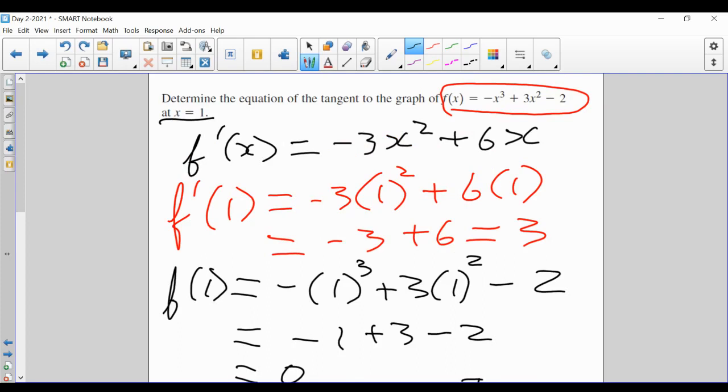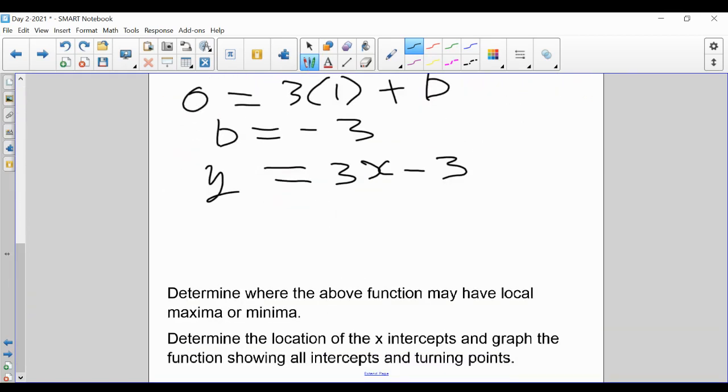Anyway, so there's our equation. Now, here's another question that I'd like us to consider. 3x minus 3, sorry, that's our equation of our tangent. Let me put that beside it here. This is the equation of the tangent.